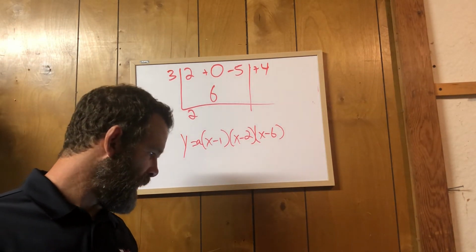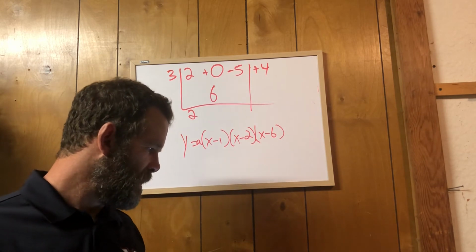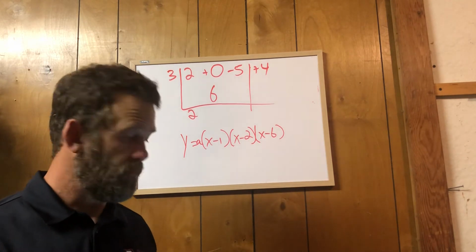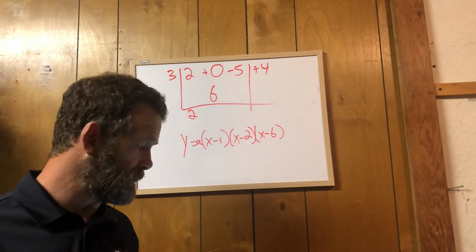Okay, what are all the rational zeros of x to the third minus 7x minus 6? The answer is graph it. You have a graphing calculator, graph it and see where it crosses the x-axis.